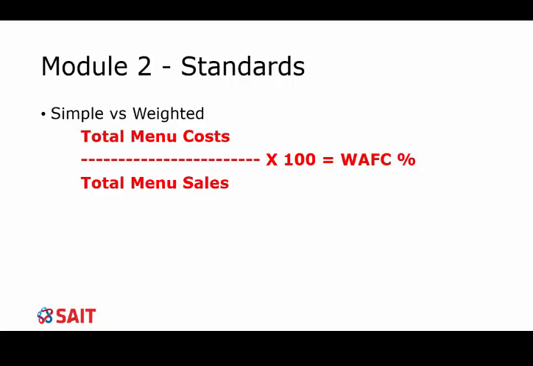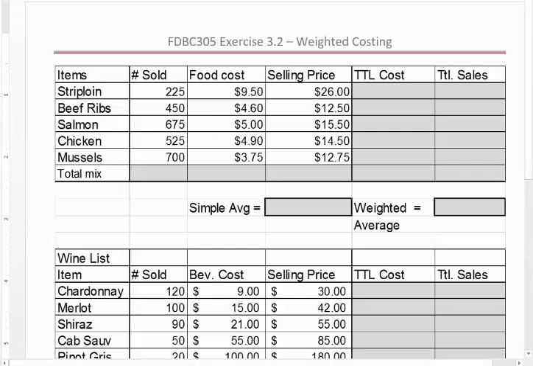The slight difference here is we're going to take the total menu cost and divide it by the total menu sales. This gives us our weighted average food cost. And we did some work in class regarding our weighted average food cost. You may remember this activity where we did price throughout and we were able to compare what the simple average was versus the weighted average. Again, because we know the number that is sold, our food cost percentage is much more accurate.